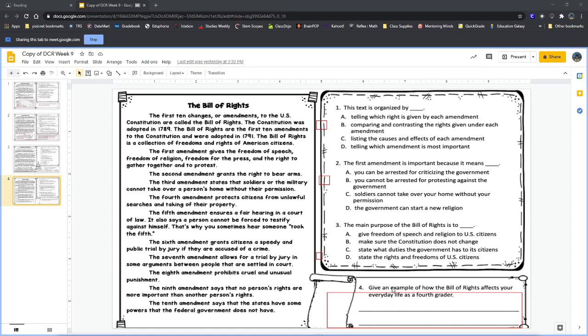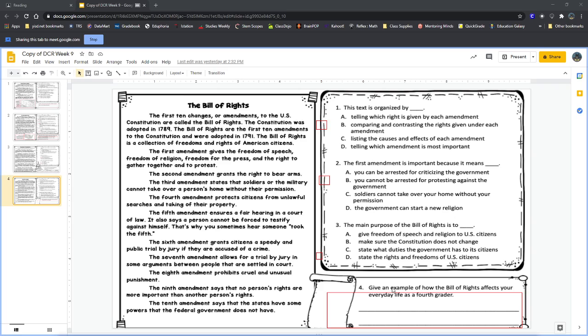The Third Amendment states that soldiers or the military cannot take over a person's home without permission. So before, if you were living in the colonies, the soldiers who were part of the king's army, if they went to your house, they could just tell you, hey, I need to stay here, I need your room, or I need your bed, and I'm going to sleep here for a month. If you told them no, or you didn't want to let them, you could get in trouble for that.